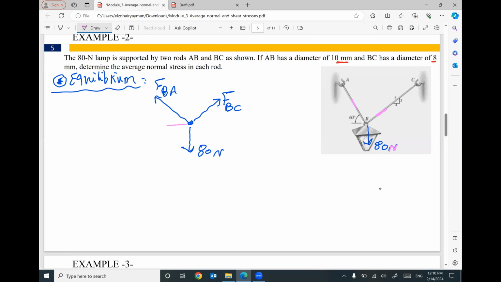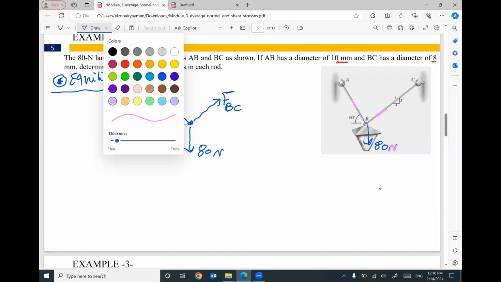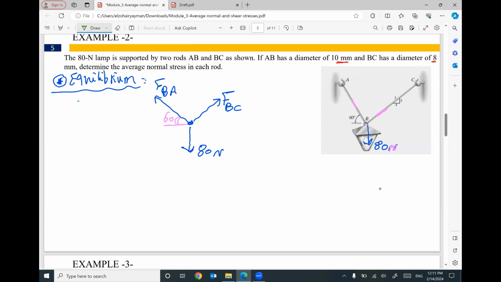This angle is given, 60 degree. So I can break this force into two components. FBA can be broken into two components: one horizontal, FBA cosine 60, and FBA, I'm sorry, FBA sine 60.